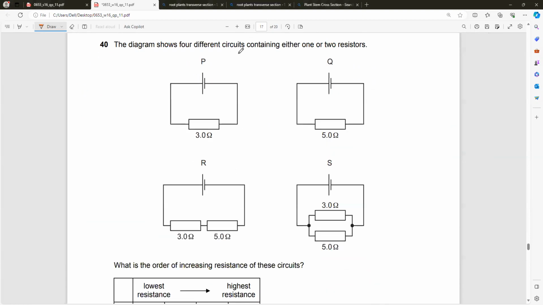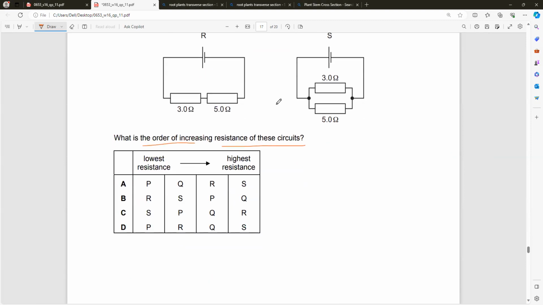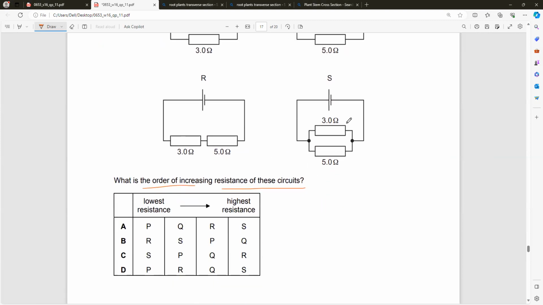The diagram shows 4 different circuits containing either 1 or 2 resistors. Which is the order of increasing resistance of these circuits? Everybody, 3, 5, 3 and 5. Directly without solving, I can say fast. 3 plus 5, 8. Then this one is the least, I can say. Am I right or wrong? Least one, this only. Is it right, guys?